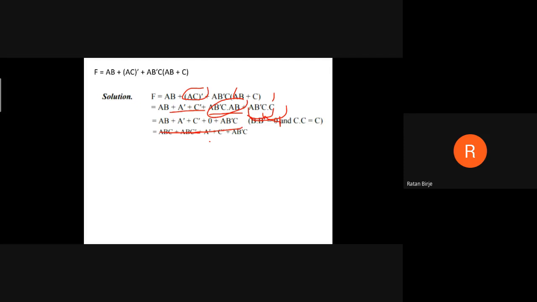Next, I have ABC plus ABC bar plus A bar C bar plus A B bar C. I just rearranged the terms here. AB can be written as AB into C plus C bar, which is ABC plus ABC bar.